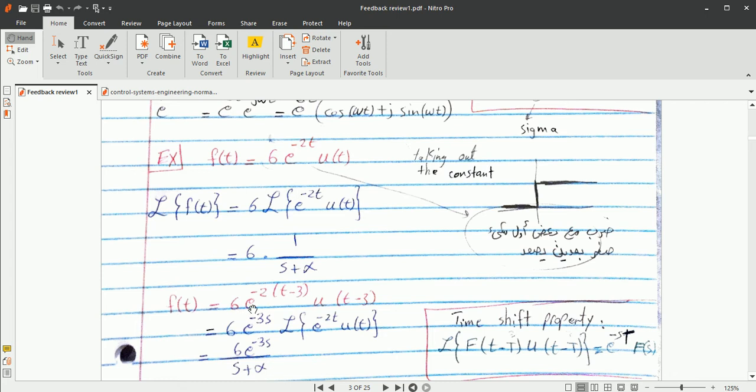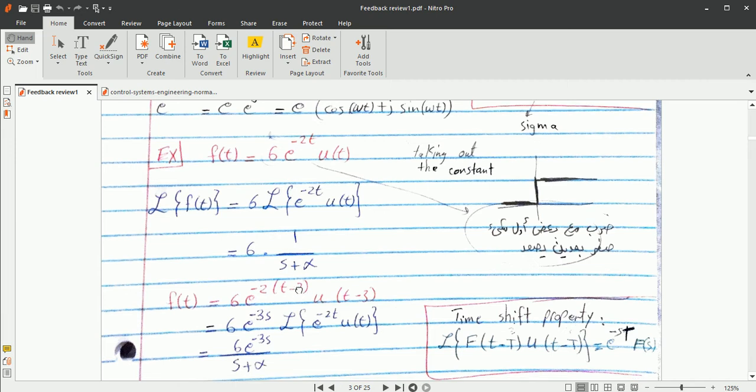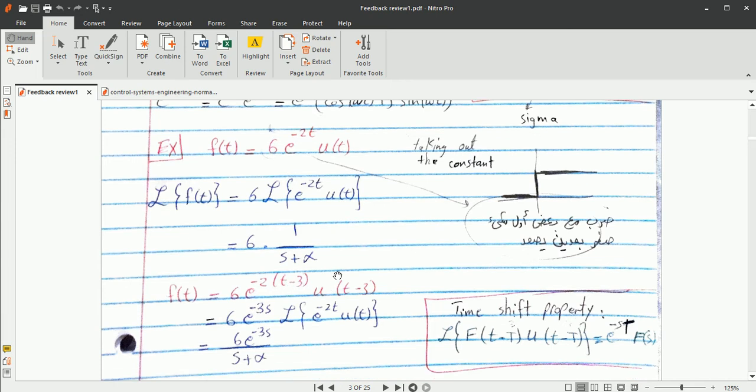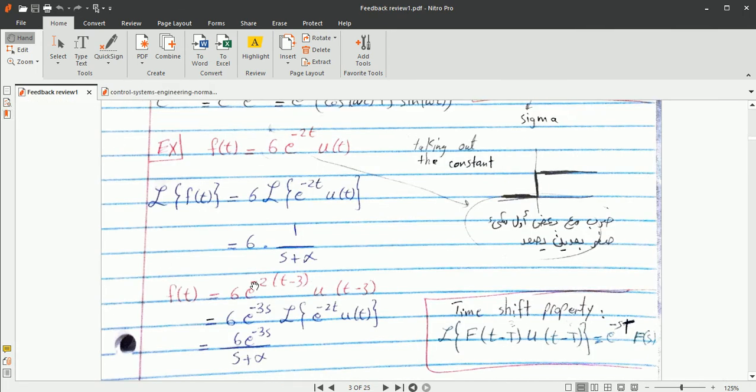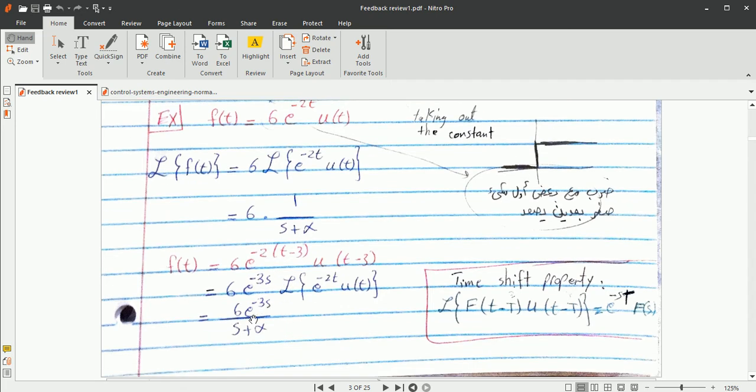And if you have 6 into e raised to power minus 2t times u of t minus 3, here you have time shifting as well. Using the formula, with capital T being 3, you get e raised to power minus 3s, and e raised to power minus 2t becomes 1 over s plus 2. So it will be 6 into e raised to power minus 3s over s plus 2. It's not alpha, it's 2. So this is the time shifting property.